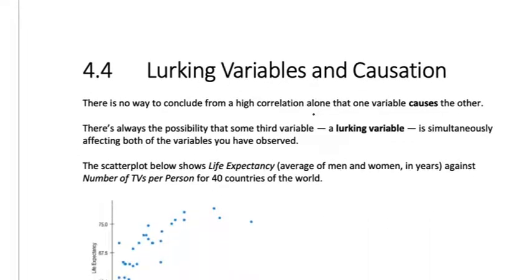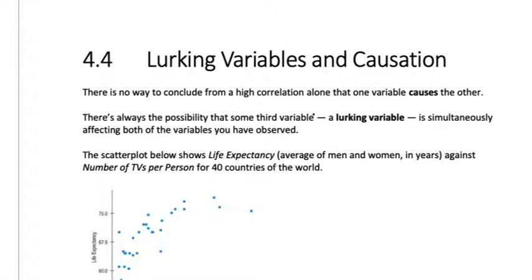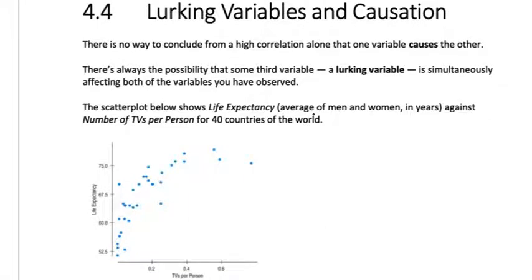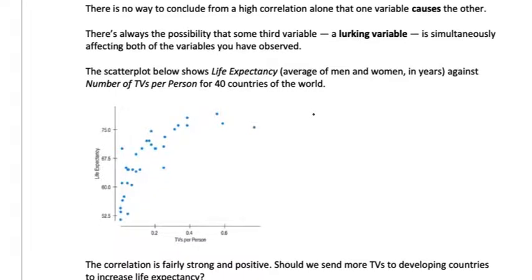And the last thing to talk about in this video is lurking variables. It's important to remember that when we're talking about correlation, we can't conclude that a high correlation alone indicates that one variable is causing another. Oftentimes there's a third variable involved, which is called a lurking variable, that is affecting both of the variables at the same time. So, in this example, we have a scatter plot that shows life expectancy against number of TVs per person for 40 countries of the world.